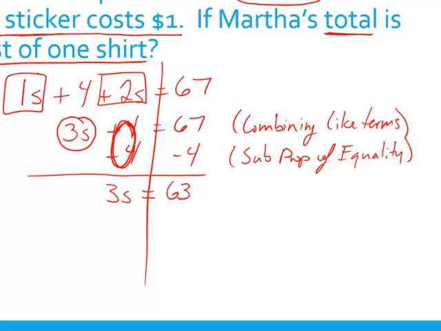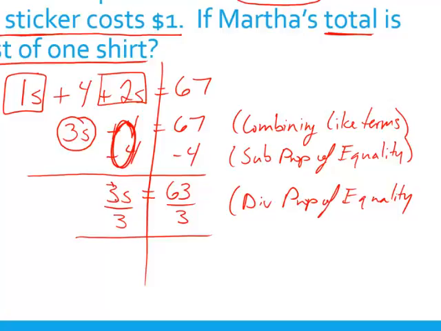Lastly, we still need to isolate the s. We have a 3 times s. The inverse operation of multiplication is division. So we need to divide both sides by 3. And that was the division property of equality. So dividing both sides by 3, 3 divided by 3 becomes 1, so put a 1 through it. So you'll have 1s equals 63 divided by 3 is 21.